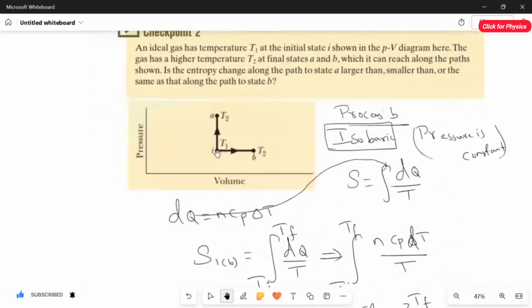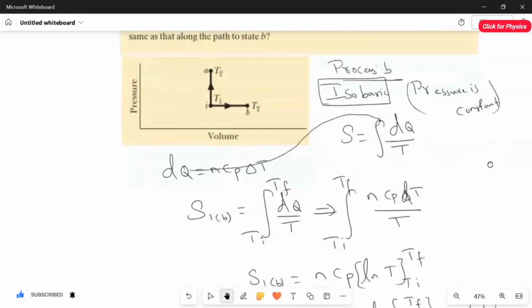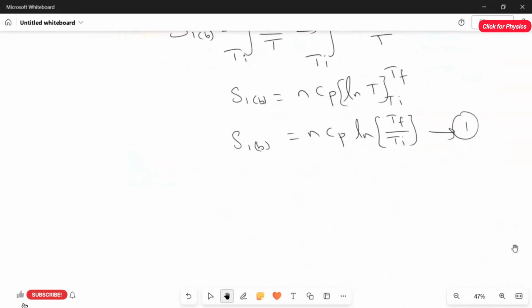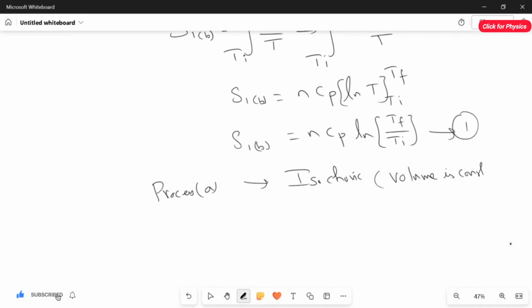Likewise, we now have to consider process A, that means the vertical line. In the vertical line, this clearly tells about constant volume. When there is constant volume, there will be no work done, right? So let's apply the rule for process A. In process A, the process here is isochoric. What is meant by isochoric? It refers to volume being constant.